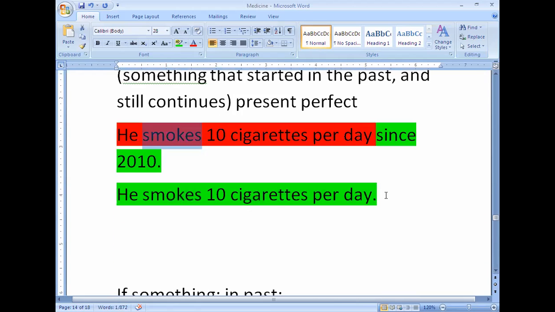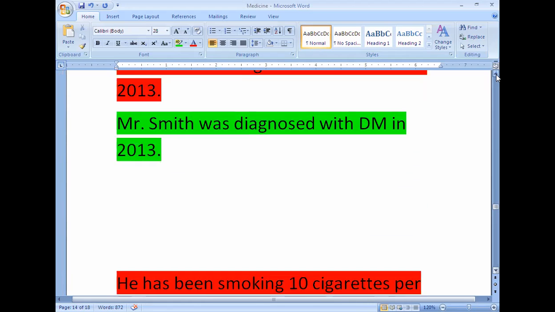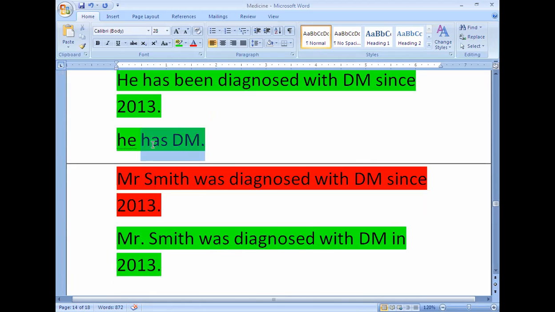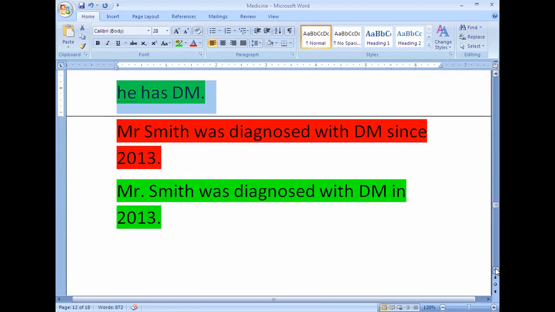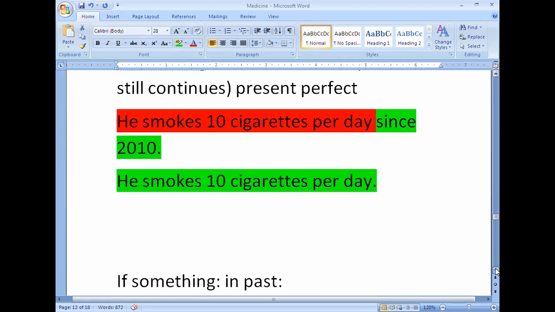So at least on one sentence, you people have agreed. Clapping. Thank you, doctor. It is like this: he has diabetes mellitus, or he smokes 10 cigarettes per day. This is routine, so we use present simple. He smokes 10 cigarettes per day. He drinks 10 glasses of alcohol per day, per week, like this. For routine we use this.